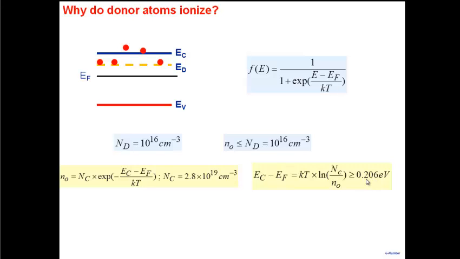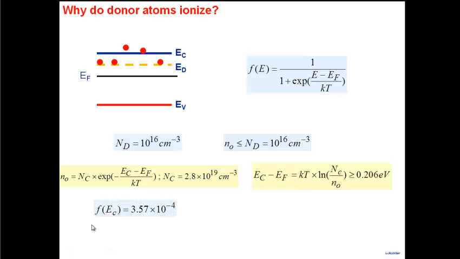Okay, so what we can do is the following. There are various ways of doing it. We can start with the assumption that all the donors are ionized. If that is true, N0 is 10 power 16, and I know the value of EF. Now, with that assumption, I know where the value of EF is. Then I put it here and check whether my assumptions are true or not.